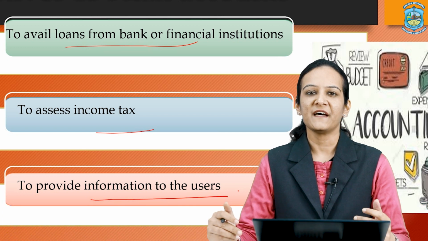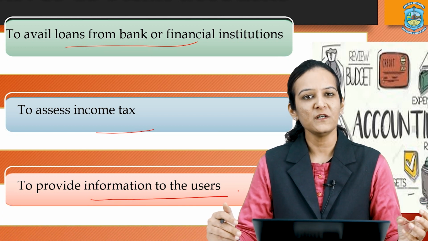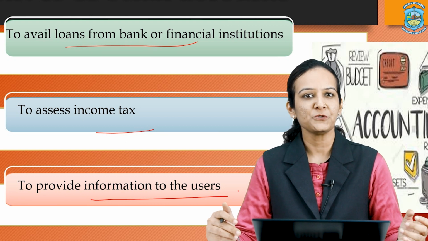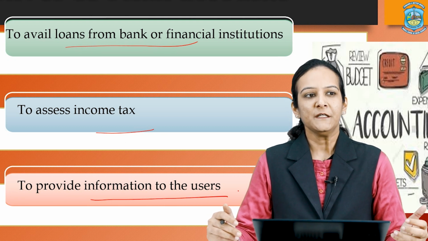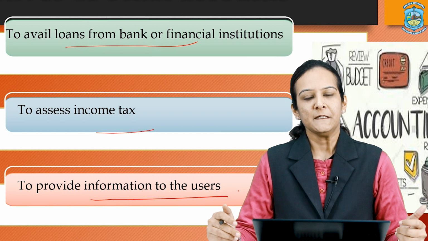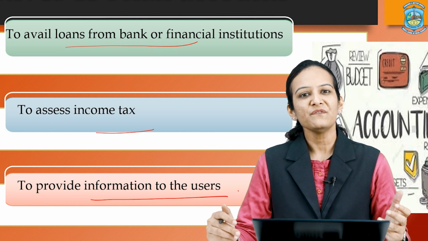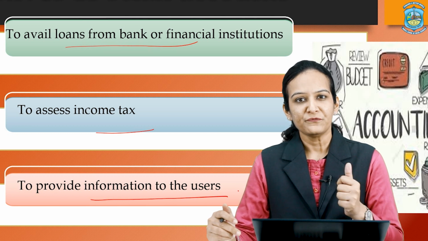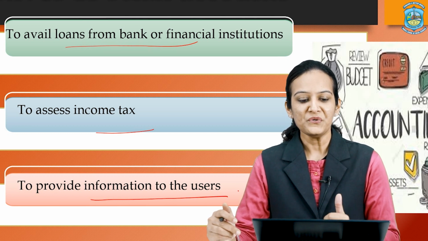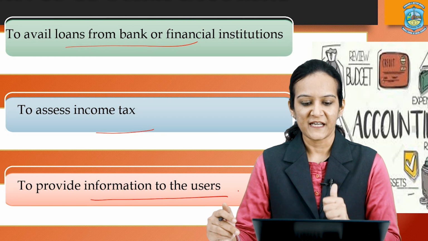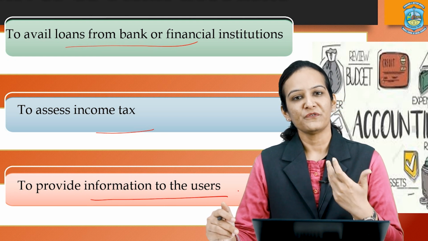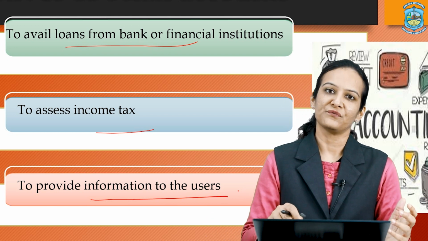These users are in the form of your shareholders, the different types of investors, banks, financial institutions. They may be the creditors, the government agencies, they may be the employees. Everyone is interested to know how the business is performing. So, the performance of the business can be known through your final accounts. That is the reason why a business prepares these final accounts, to provide information to the different users of the accounting information.